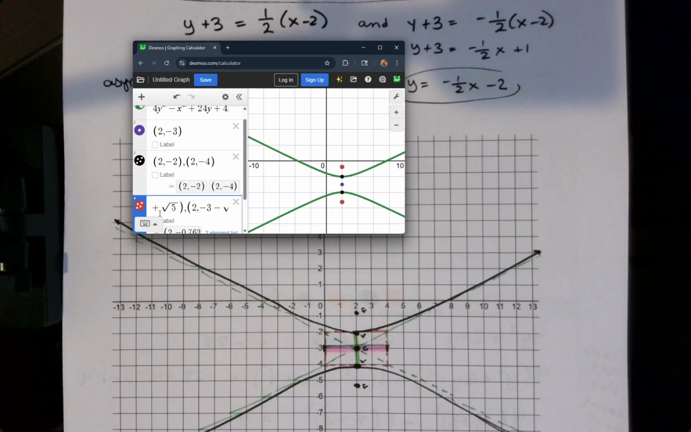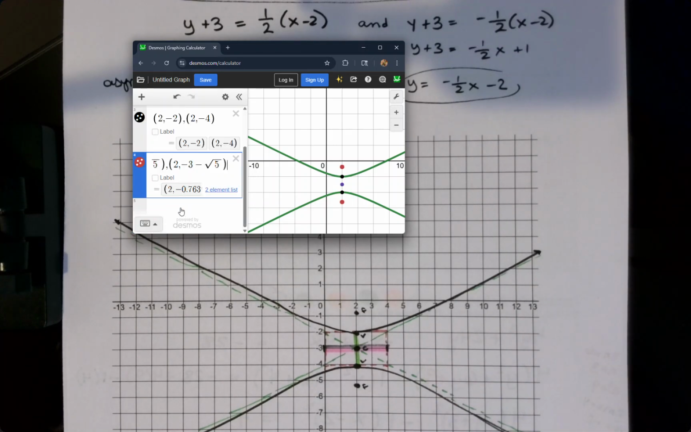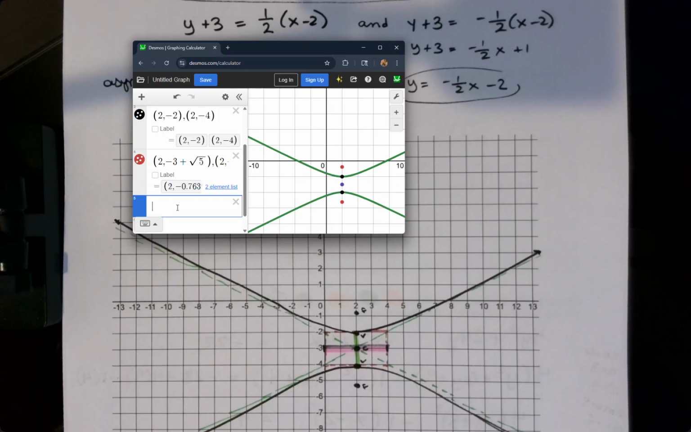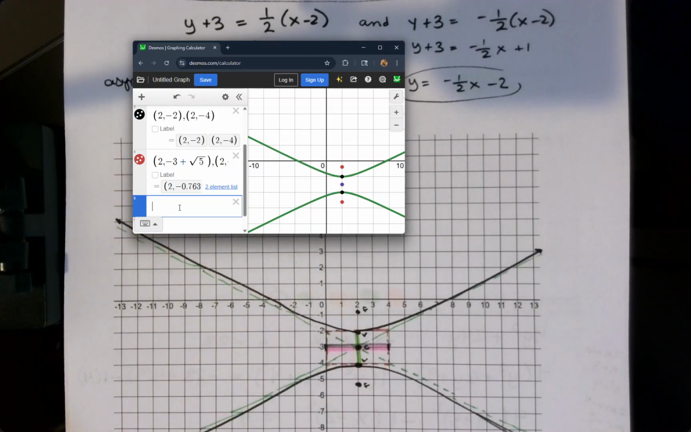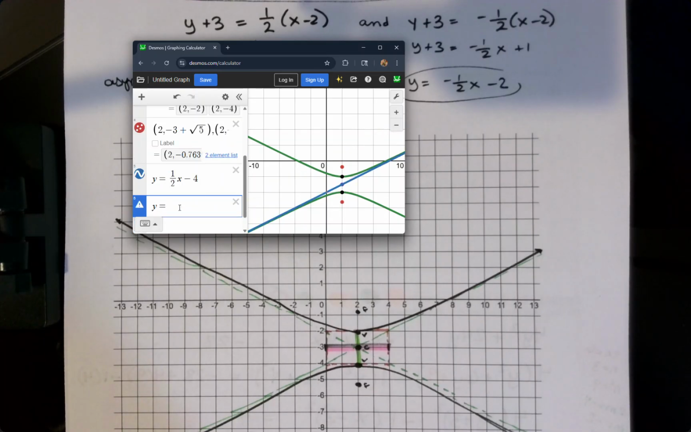Close the parenthesis there, comma, there they are. Okay, so I apologize. I just typed it incorrectly a minute ago. But we've got our two little points there inside of our hyperbola. And then the asymptote lines, we're at y equals 1/2 x minus 4 and negative 1/2 x minus 2. Let's just make these both dotted so that they are asymptotes.